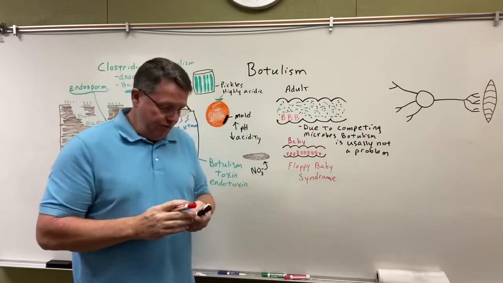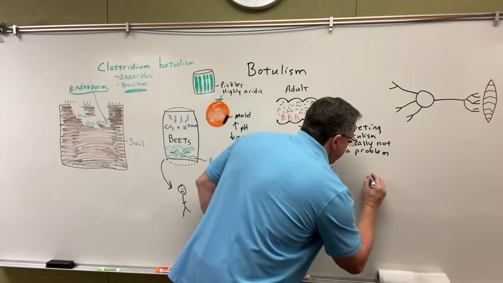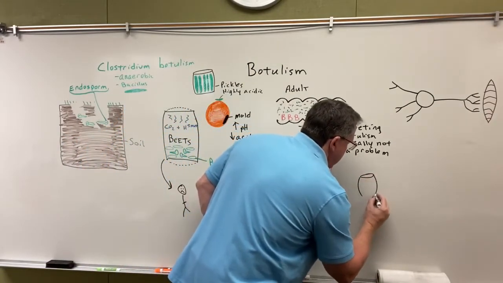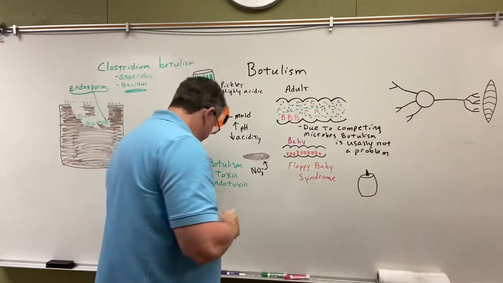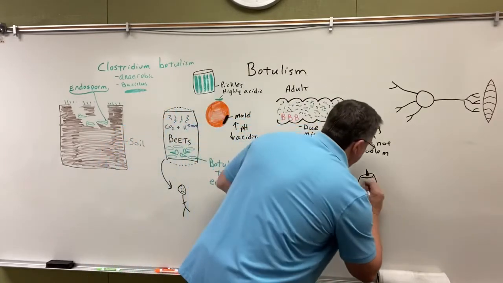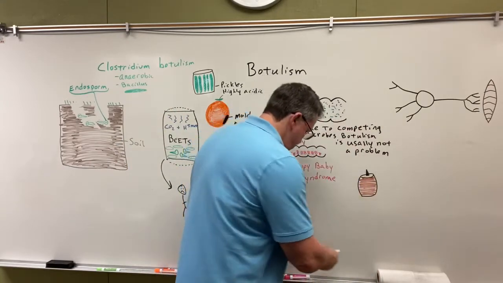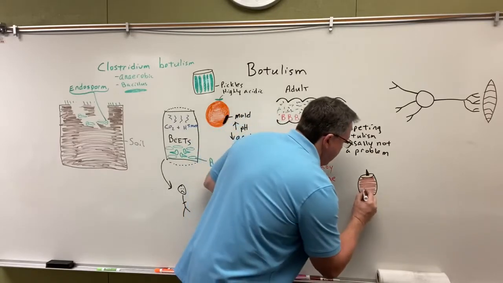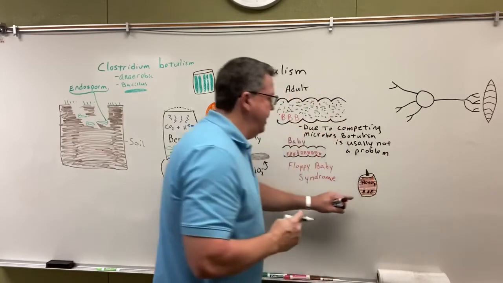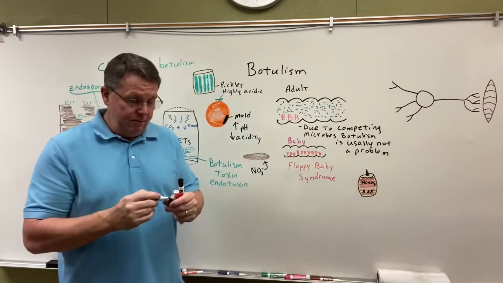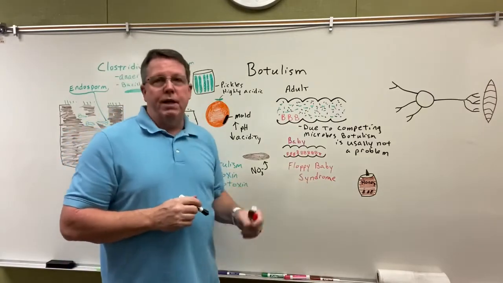So where do babies get this from? I'm going to draw a little can here, and that's the little spout that comes out of it. Let's go ahead and fill it in with this here. What happens is that endospores from botulism can actually grow inside of honey. So this is why they say don't give babies honey, because it may have botulism in it. If the baby eats the botulism, they can get floppy baby syndrome. So it's always best not to give the babies honey.